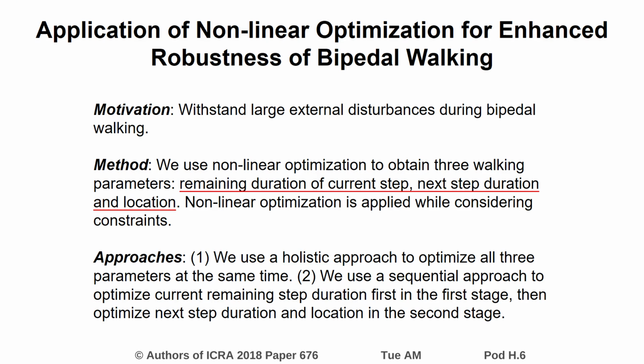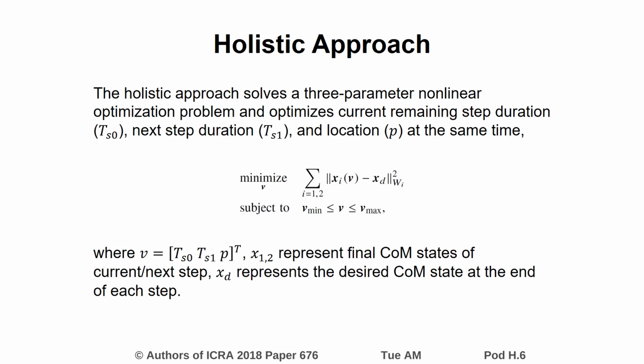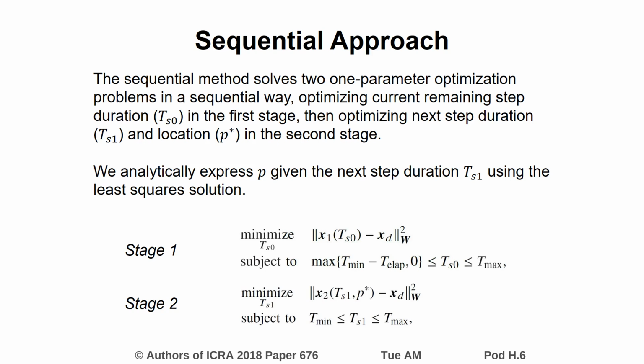These parameters are the remaining duration of the current step, the step duration of the next step, and the location of the next step. In the holistic principled approach, we simultaneously optimize the remaining current step duration and the next step duration and location to achieve stable walking. The optimization problem considers the robot kinematic constraints by defining minimal and maximal admissible step durations and length as inequality constraints of the optimization problem. We use the results obtained from this approach as a baseline.